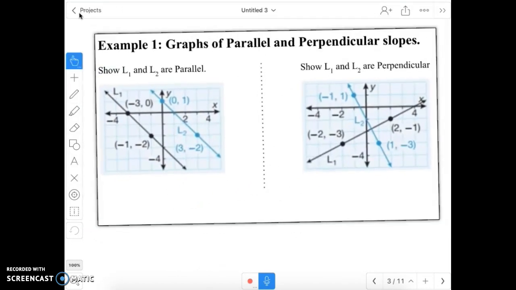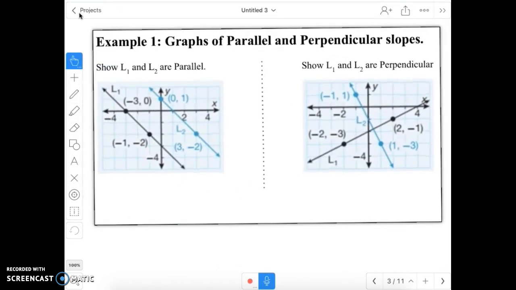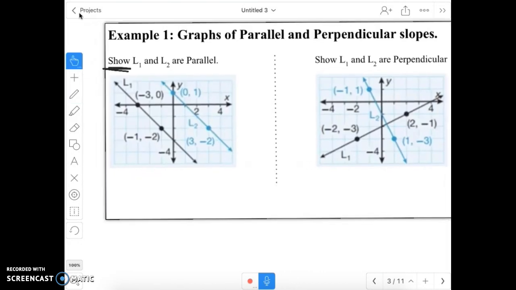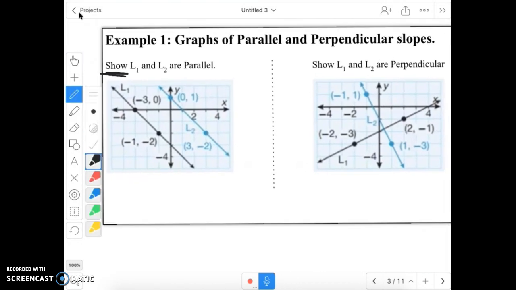All right, so if we are talking about parallel and perpendicular slopes, the important thing to remember about parallel lines is that they have exactly the same slope. So if we looked at L1 and L2 here, we can see that they're parallel, but if we have to show that those two are parallel, then we have to show that their slopes are the same. So the way that we can do that is we can use our slope formula that we just used in our warm-up, using those points that they give us.